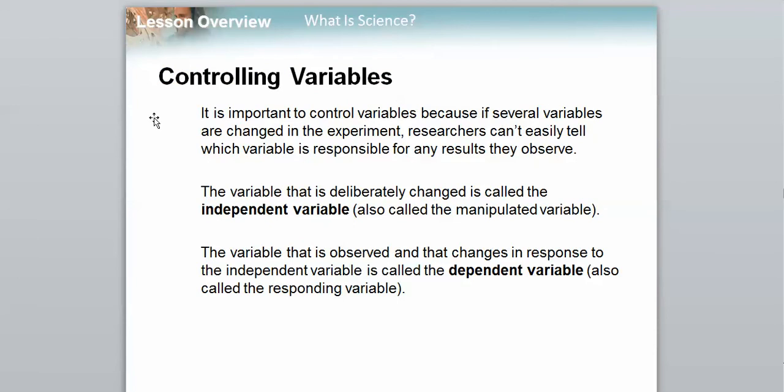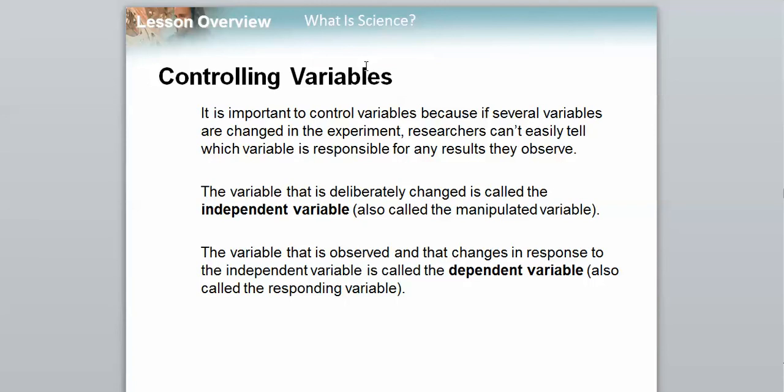So we're going to talk more specifically about those variables that we need to control. It is important to control variables because if several variables are changed in the experiment, researchers can't easily tell which variable is responsible for any results they observe. So for example, if you give one plant 12 hours of sun and you water it 3 times a day, and you give another plant 12 hours of sun and you only water it once a day, then again we're not going to be able to tell what is actually causing the change.